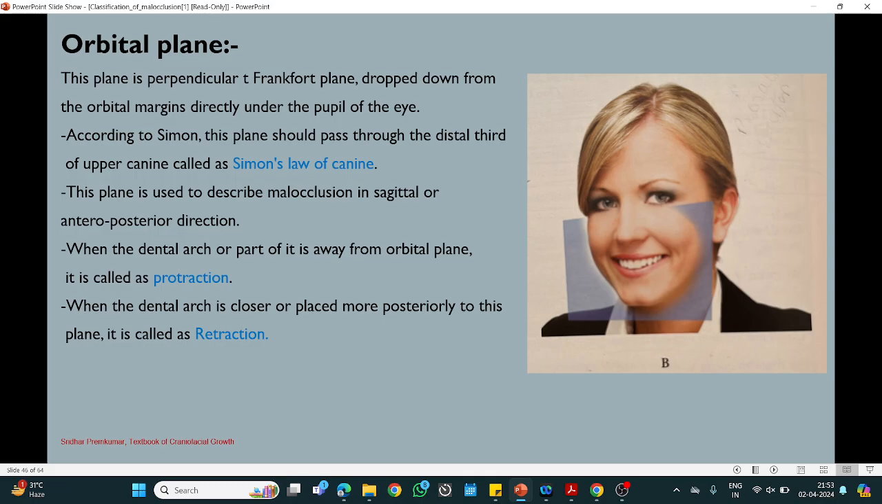Then in the case of the orbital plane, it is perpendicular to the Frankfurt plane, dropped down from the orbital margin directly under the pupil of the eye. According to Simon, this plane should pass through the distal third of the upper canine, called Simon's law of canine. This plane is used to describe malocclusion in the sagittal or anterior-posterior direction. When the dental arches or part of them are away from the orbital plane, it is known as protraction, and when the dental arch is closer or placed more posteriorly, it is known as retraction.